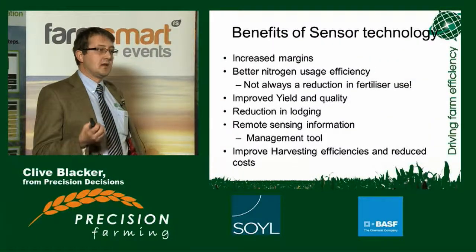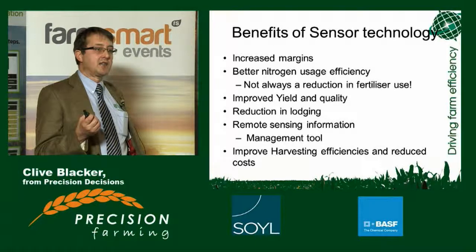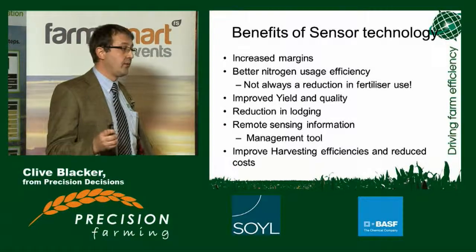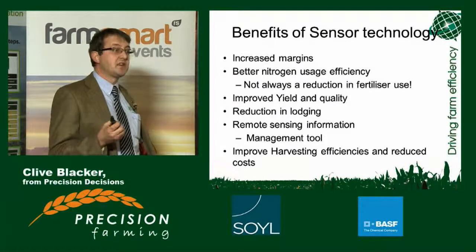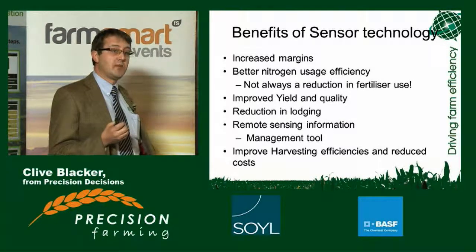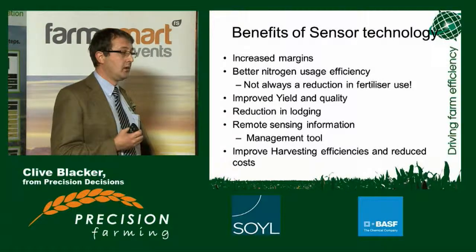Obviously, the benefits of being able to do this are that we can increase our margins, and that will happen in two ways. We can reduce costs, which I think will be critical this season, by applying the appropriate dose rate to the crop at the appropriate time. We can get better nitrogen use efficiency. Not always a reduction in fertiliser used. If we're wanting to push big yields, we still have to put more on. We can look at improving the yield and the quality of our crops.